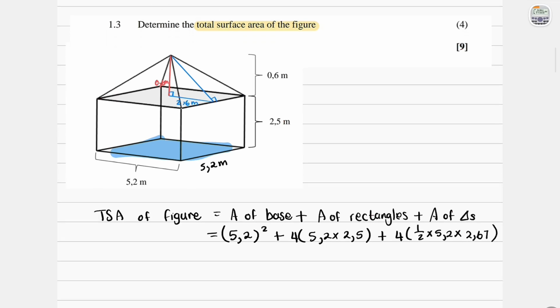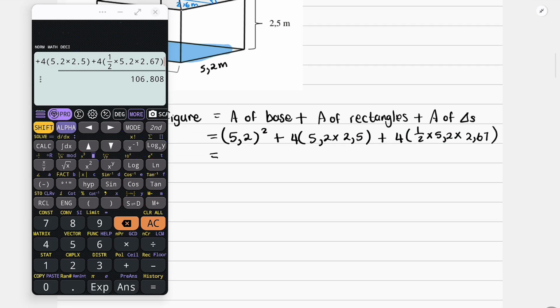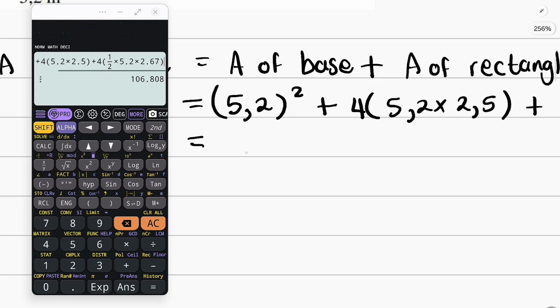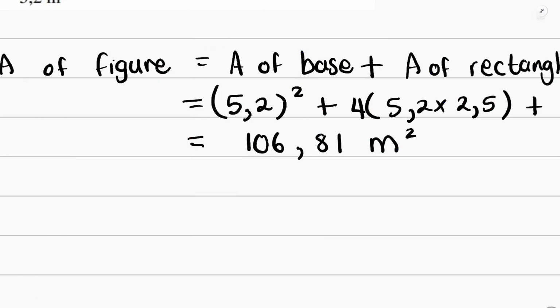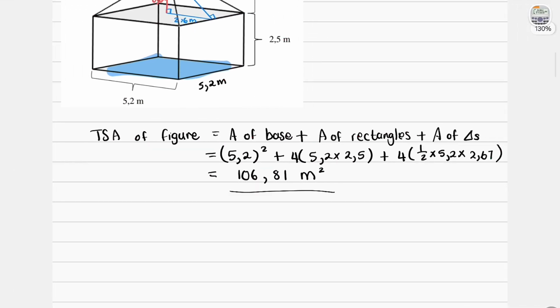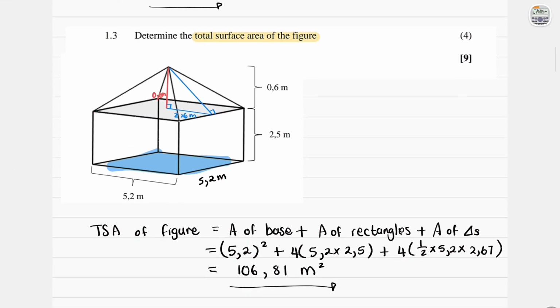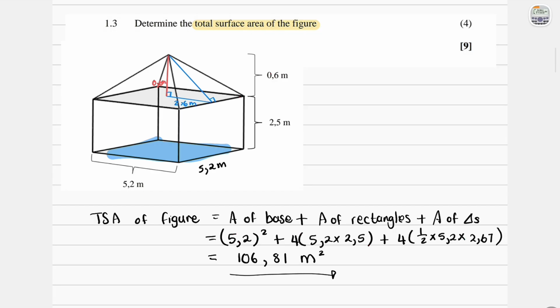and this should give us the area of the outer part of the shape, since they said the total surface area of the figure. So I'm only going to calculate all the parts on the exterior, that would be of the entire figure. And you can see that the final answer is 106 point, and that 8 is going to round up to a 1. So that's going to be 106.81 meters squared, because this is area at the end of the day. And that is our answer, and that is it for question 1.